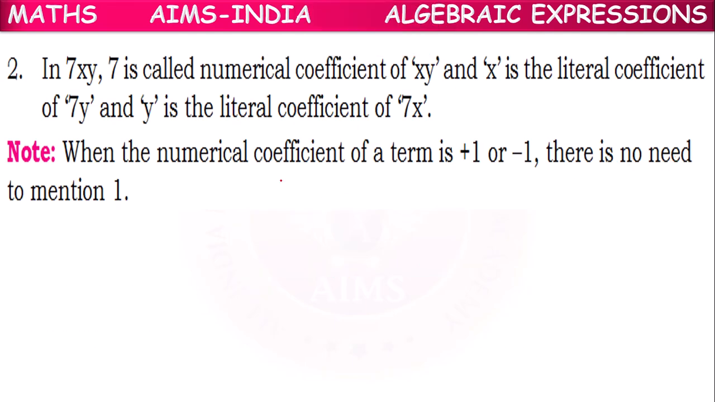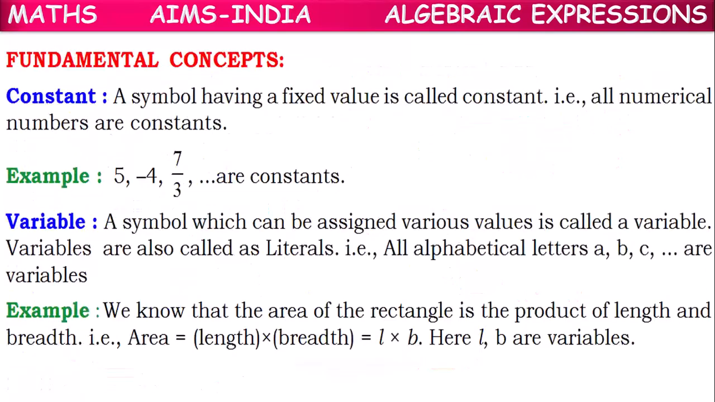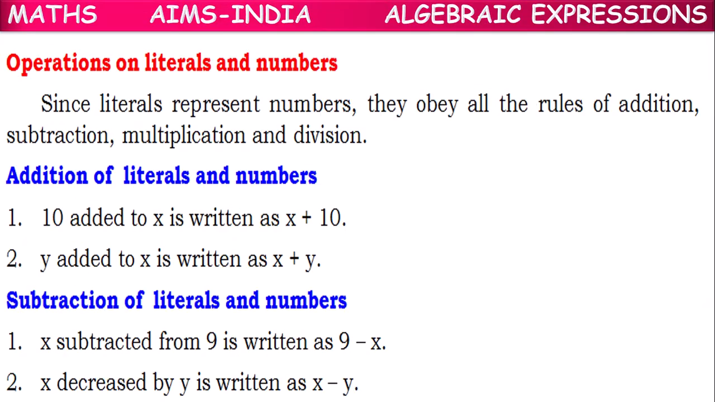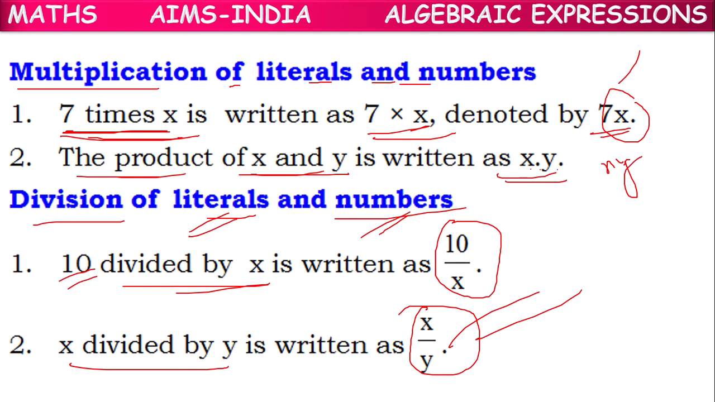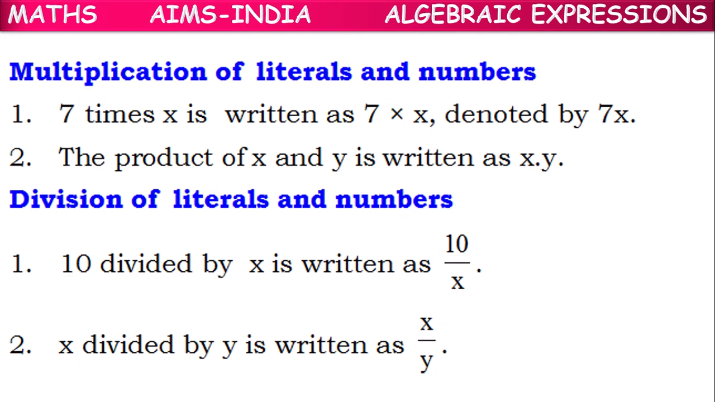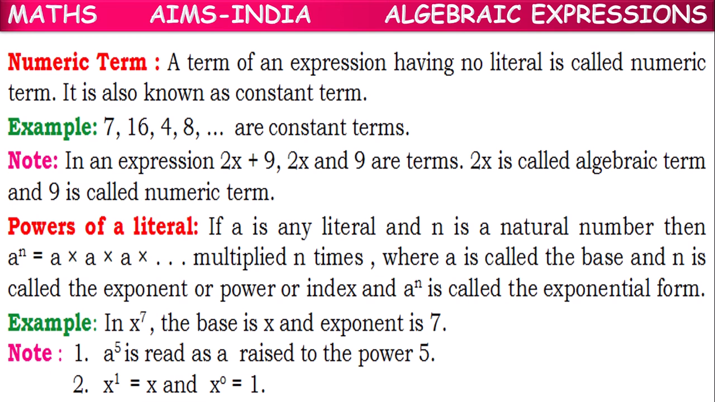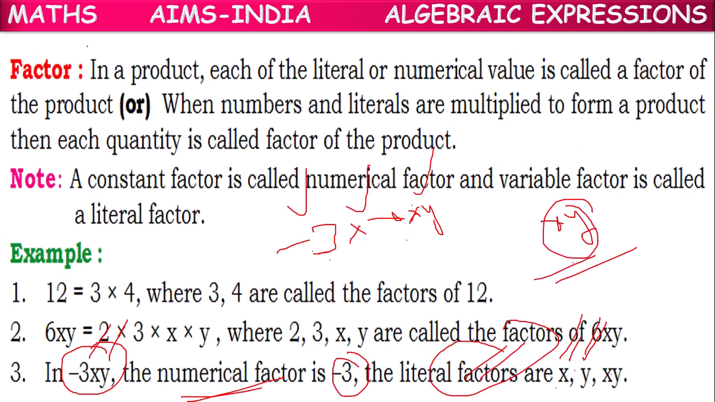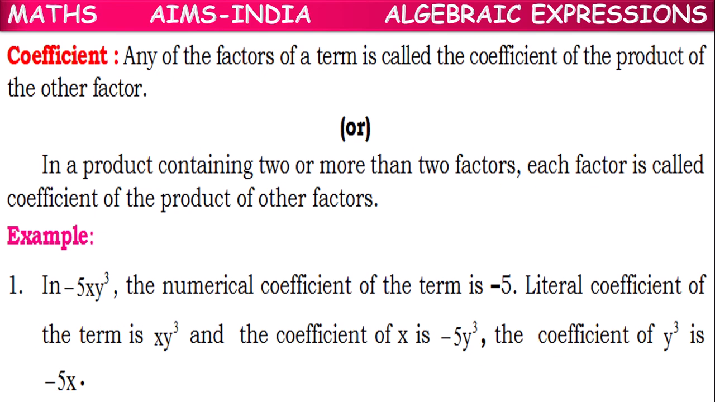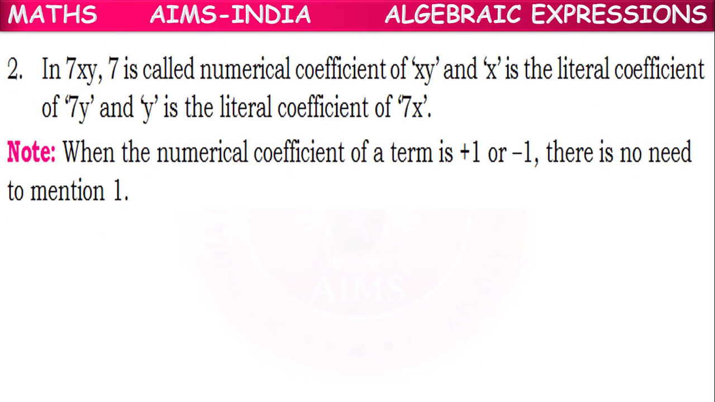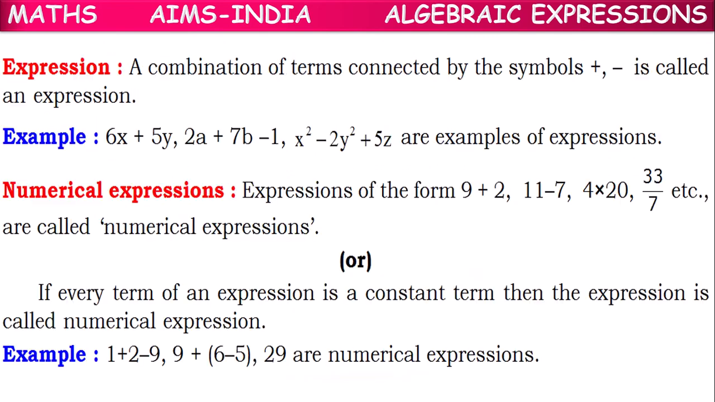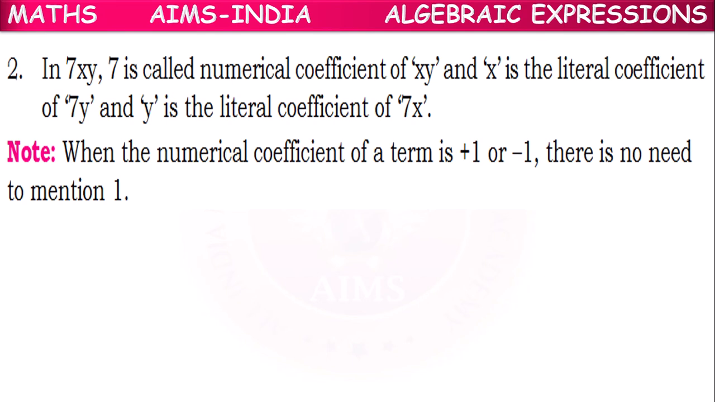Okay, children. In today's class, we learnt about fundamental concepts like constant, variable, operations with letters and numbers. Next, multiplication of letters and numbers, division. Next, what is a term? What is an algebraic term? What is a numerical term? What are the parts of literal, like and unlike terms? And what is a factor? What is a coefficient? Up to these concepts we have covered, children. The next concepts we can learn in our next video.